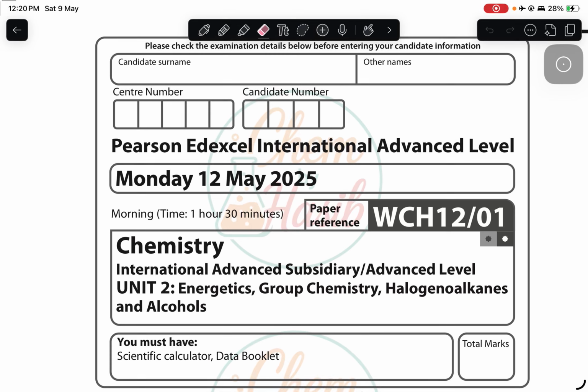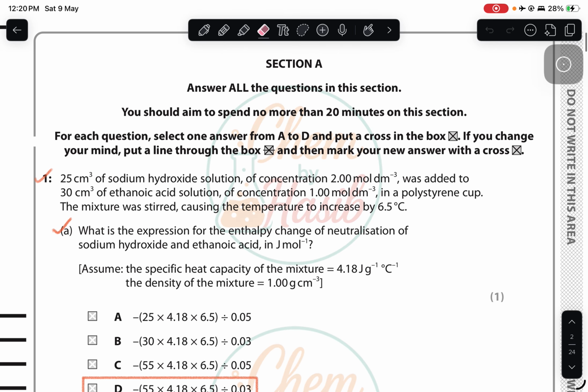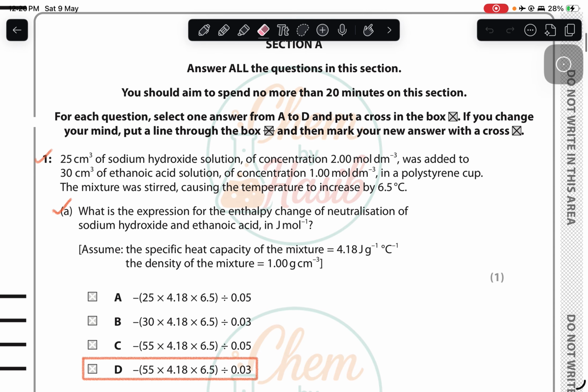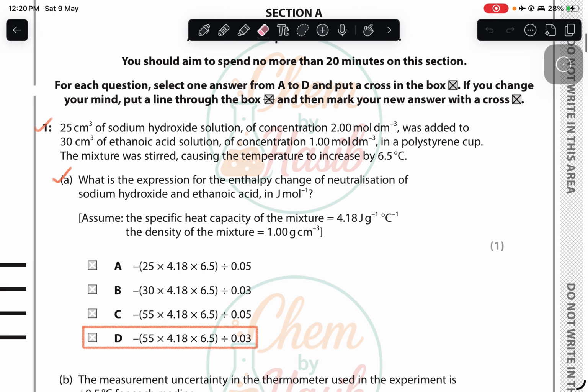Today we will be solving some selected questions from Unit 2, May 2025. Let us move on to question number 1. It says, what is the expression for the enthalpy change of neutralization of sodium hydroxide and ethanoic acid, in joules per mole?